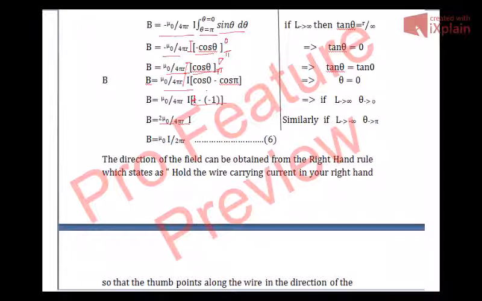So this will be equal to, by cancelling 2 and 4, taking common factors of 2 and 4, we get mu naught. We get B is equal to mu naught I upon 2 pi r. This is the magnitude.